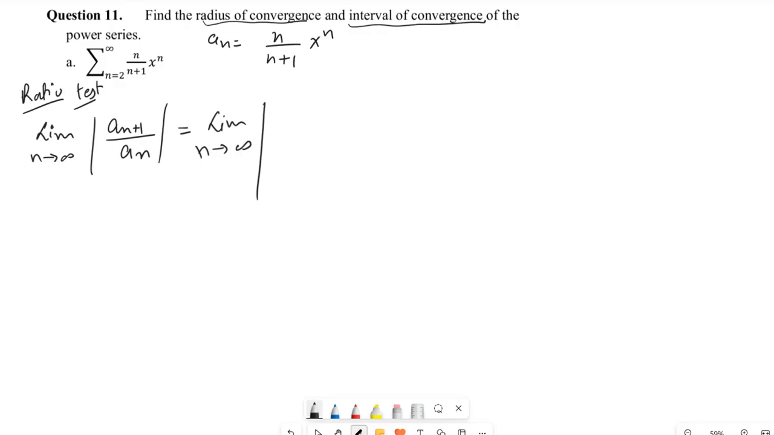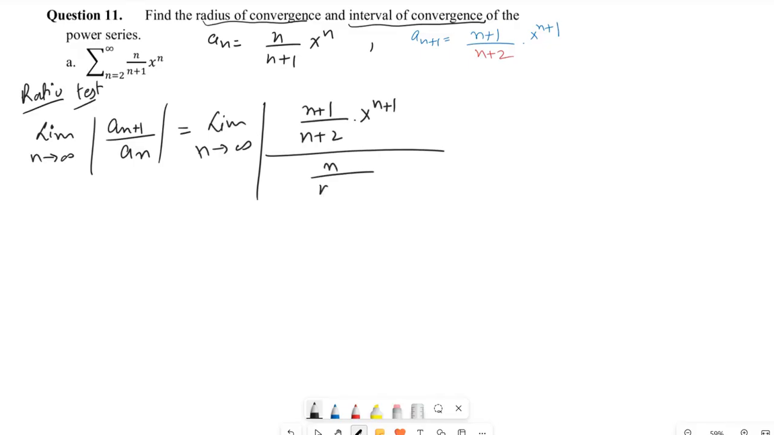a_(n+1) is, let's write a_(n+1) here. Change n to n plus 1 everywhere: n plus 1 times x to the power n plus 1. You guys notice n plus 1 is actually going to become n plus 2. So here is a_(n+1): n plus 1 by n plus 2 times x to the power n plus 1, divided by n by n plus 1 times x to the power n.